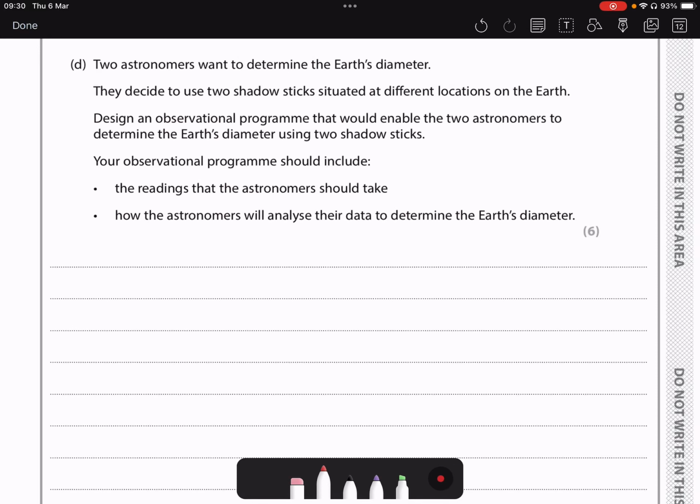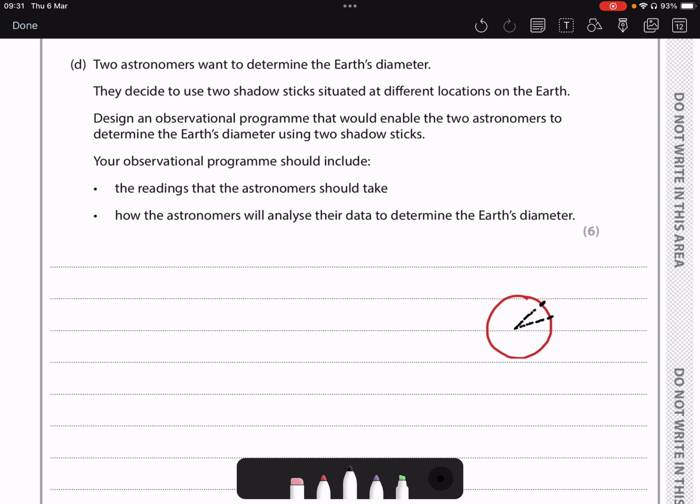Okay, this question is always a little bit tricky. Let's actually draw a diagram and think about what's going on here. So the idea is we've got a shadow stick here and a shadow stick here. We don't actually have to have one on a tropic, so it doesn't have to be directly overhead, although originally I think that's how it was done. We can look at these two right here.